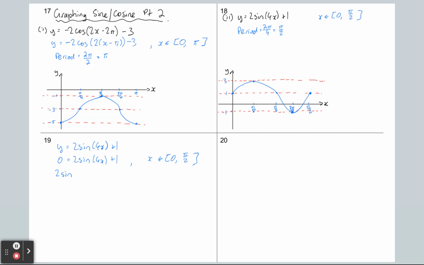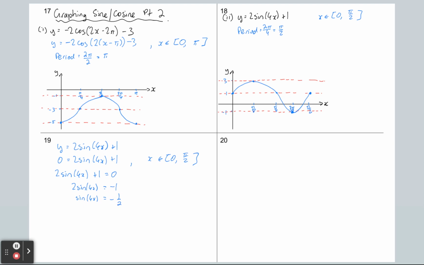2 sine of 4x plus 1 equals 0. Subtract 1 from both sides. 2 sine of 4x is equal to negative 1. Divide both sides by 2. We get sine of 4x is equal to negative 1 over 2. Great. Now we have a trig function with an argument equal to a value that we actually do know.